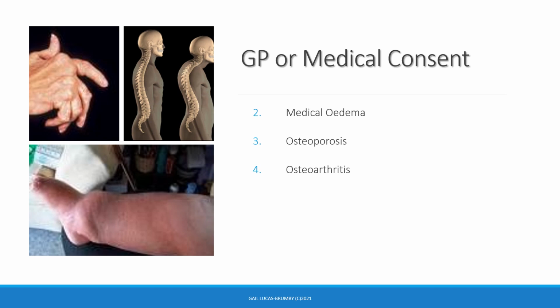Medical edema, like the severity we can see in this picture, is not something that we can treat at all. It tends to have fluid quite often leaking through the tissues, and this sort of condition would be bandaged and treated by a medical team. So it's not something we can treat. Osteoporosis, as long as we're gentle and not too rough or aggressive with our treatment, and osteoarthritis is something that we could work around depending on what area it's in, the severity, and whether it's inflamed or not.